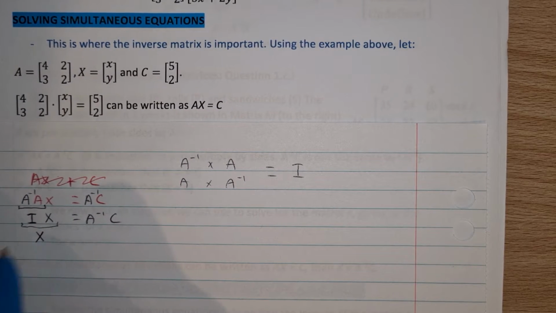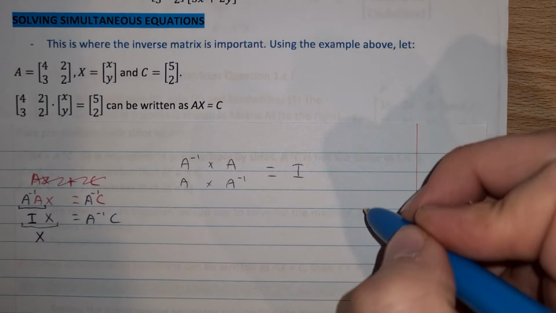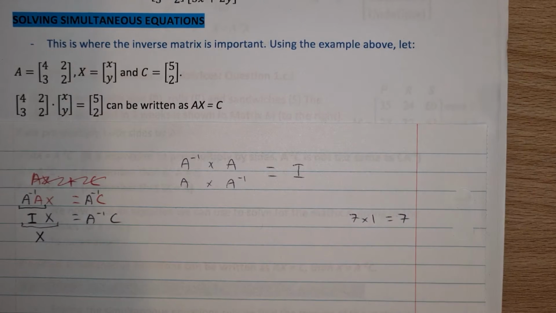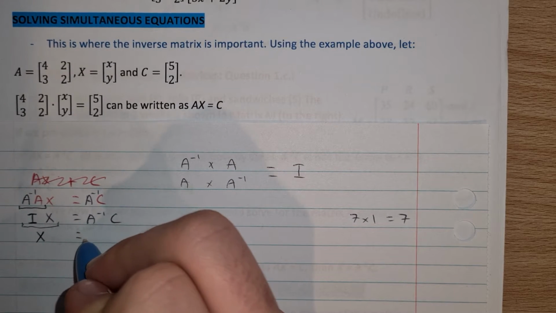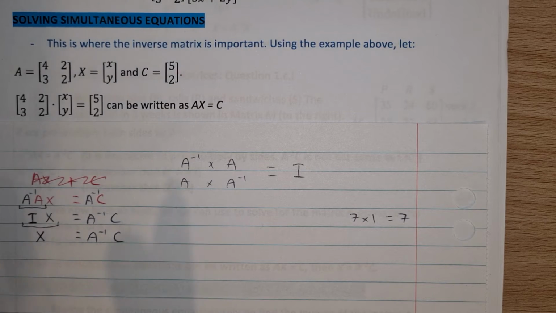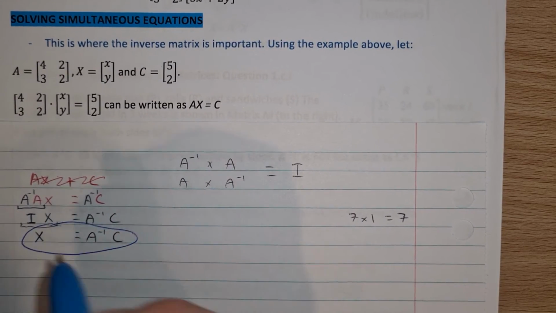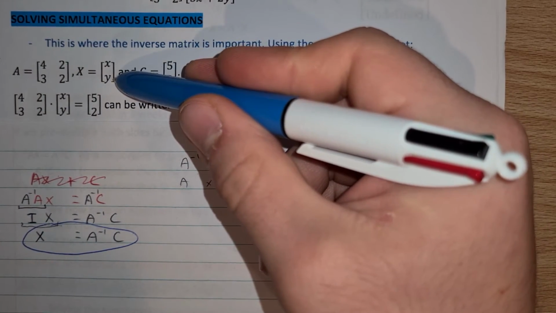So you can almost consider the identity matrix kind of like multiplying something by 1. If you had 7 times 1, you just have 7, right? Multiplying by 1 doesn't change anything. Same as the identity matrix. So we have X is equal to the inverse of A multiplied by C. And that is what's going to get us our solution, because remember, this X matrix is our X and Y.